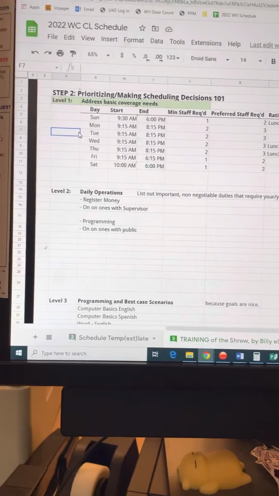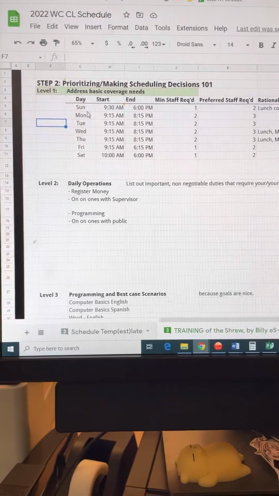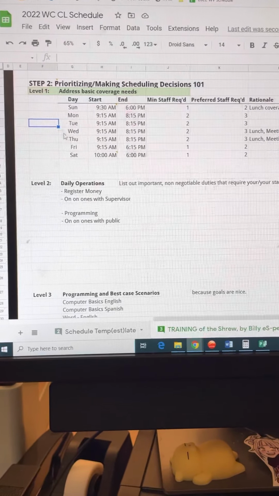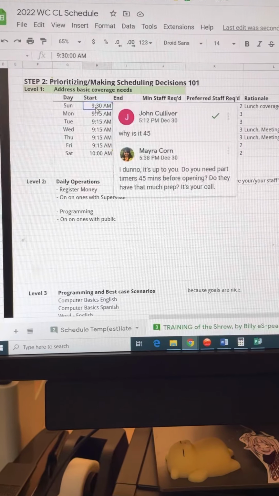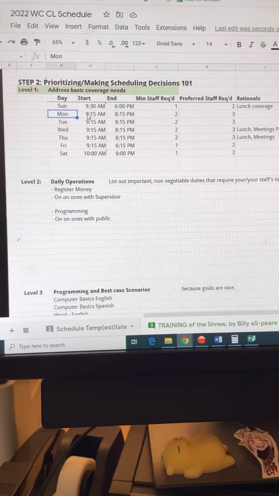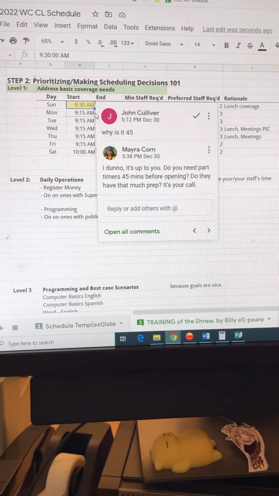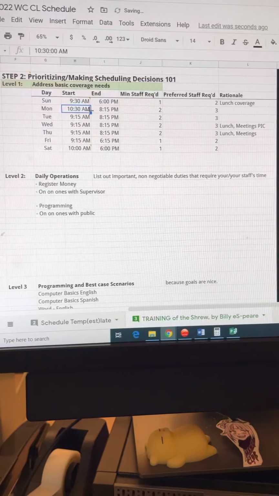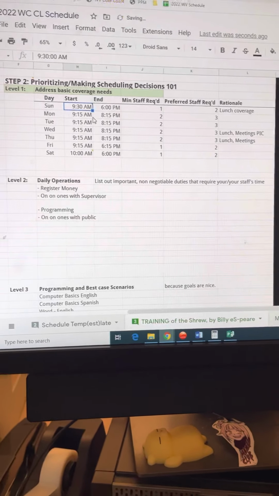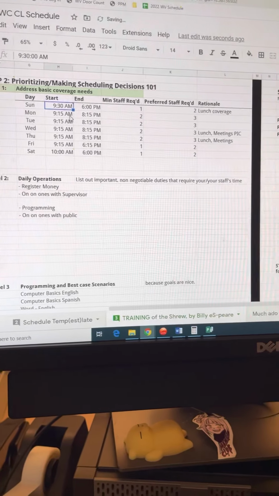So this is how to address the coverage needs you have in a super bare bones scenario. Anyways, I'll let you go through and think through the rest of the days. For me personally, I would stick to maybe that 9:30. Sorry, you get what I mean.